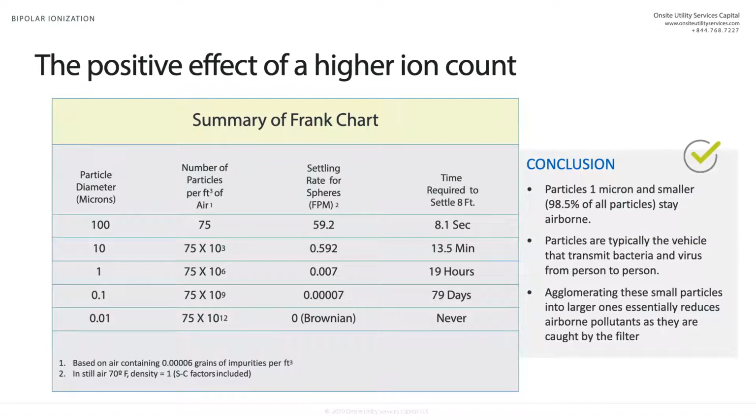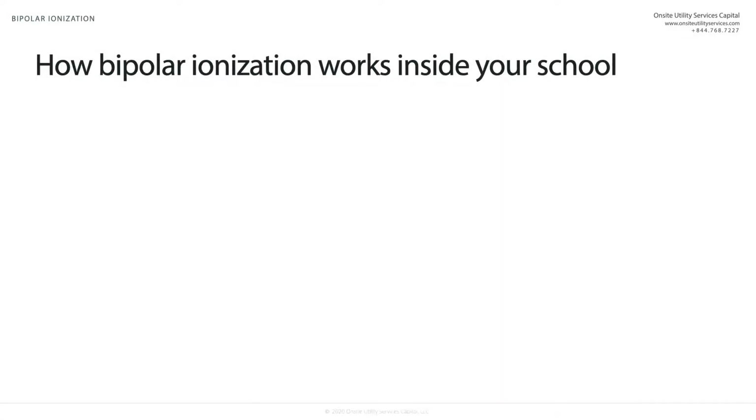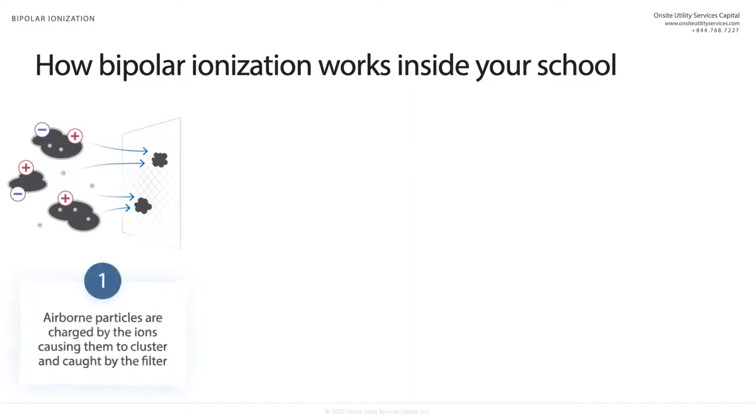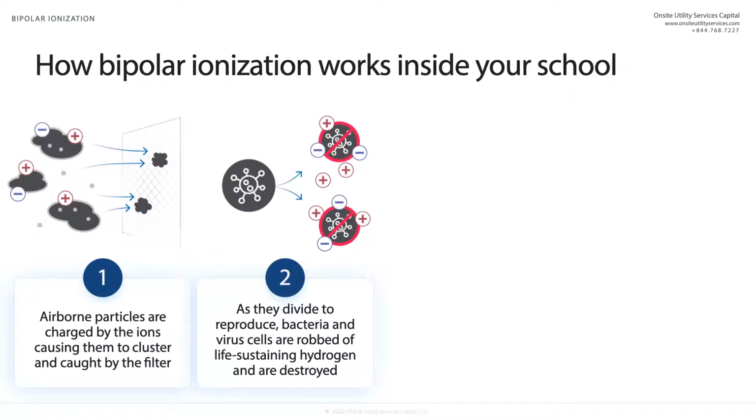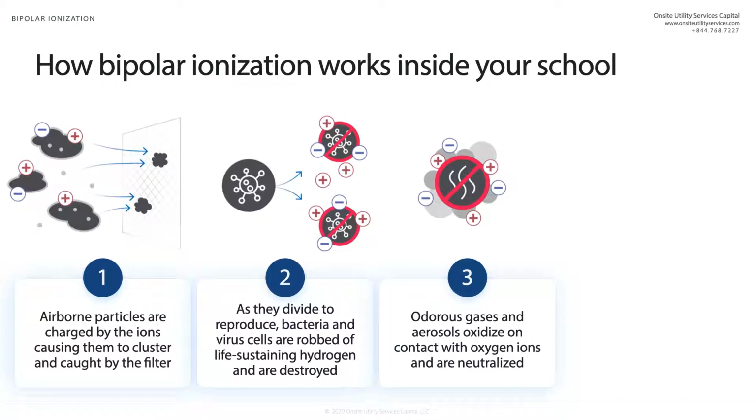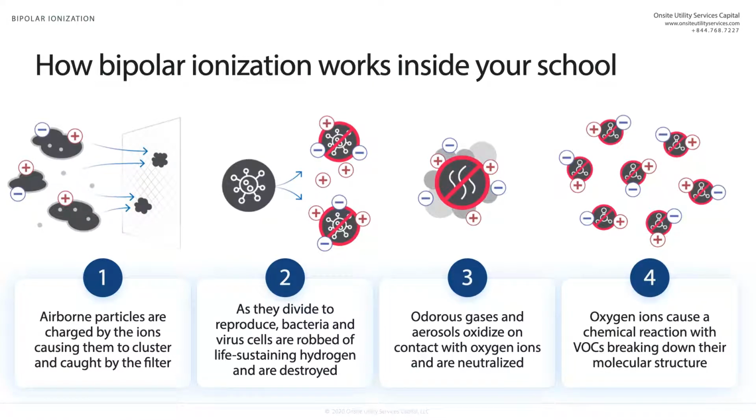Particles smaller than 1 micron that stay airborne are the kinds of particles that can carry viruses and transmit them from person to person. By agglomerating those small particles into larger ones, they're caught by filters and therefore are removed from the school's airstream. Here's how this works inside your school. First, airborne particles are charged by the ions, causing them to cluster and get caught by the HVAC filter. As they divide and reproduce, bacteria and virus cells are robbed of life-sustaining hydrogen and are then destroyed. Odors and gases and aerosols all oxidize on contact with those oxygen ions and are also neutralized. Oxygen ions then cause a chain reaction with volatile organic compounds in the air and break down their molecular structure.